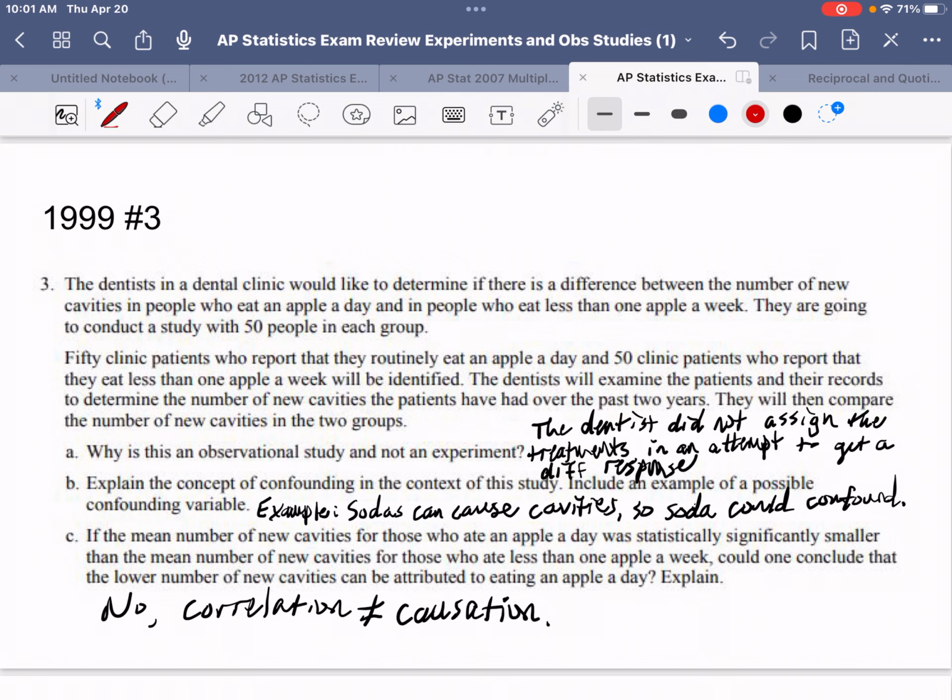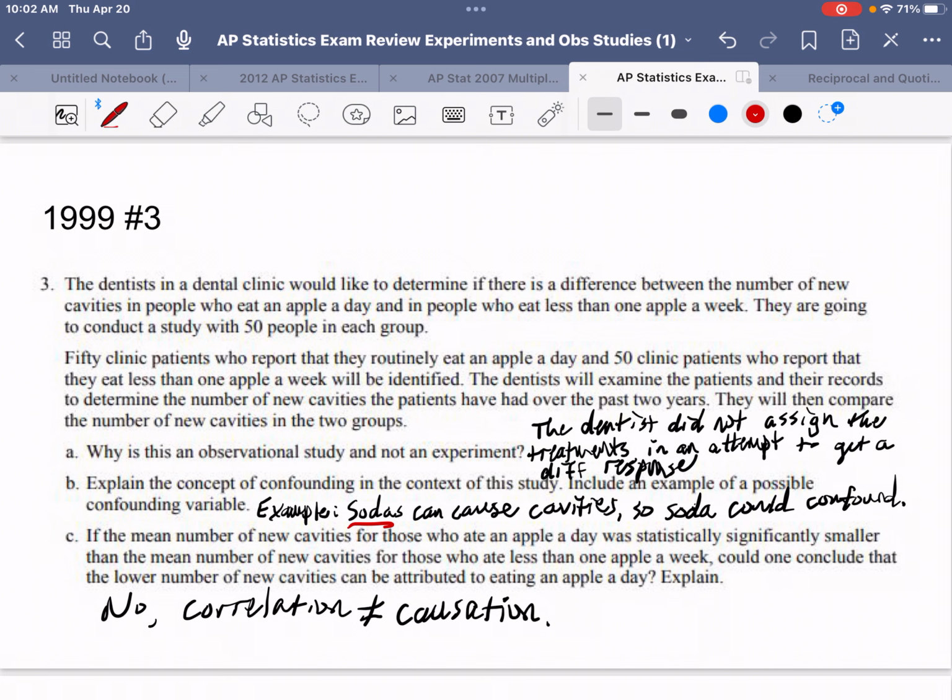Explain the concept of confounding in the context of the study. Include an example. Well, drinking sodas can cause cavities, sugary sodas. So soda drinking could confound this experiment. In other words, it could be that the apples were having no effect whatsoever. It was the actual unobserved variable of soda drinking that could confound, that could cause the cavities.